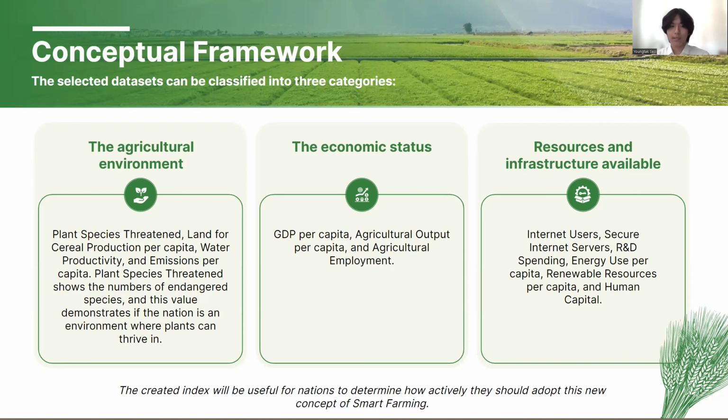And for the economic status, we included GDP per capita, agricultural output per capita, and agricultural employment. For the last category, which is resources and infrastructure available, the data sets I use are internet users, secure internet servers, R&D spending, energy use per capita, renewable resources per capita, and human capital. And the created index will be useful for nations to determine how actively they should adopt this new concept of smart farming.